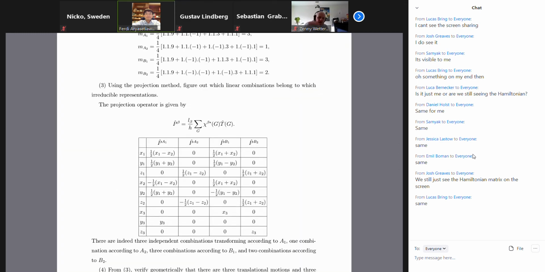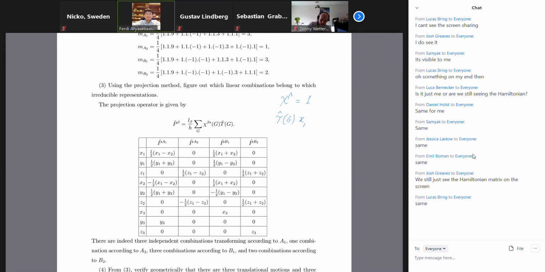So maybe we can do one example here. Let's take just a simple one like A1, so that's the identity representation. So all the characters are equal to 1 because it's an identity representation. And if we look at the effects of the symmetry operations on x1, what do we have here?